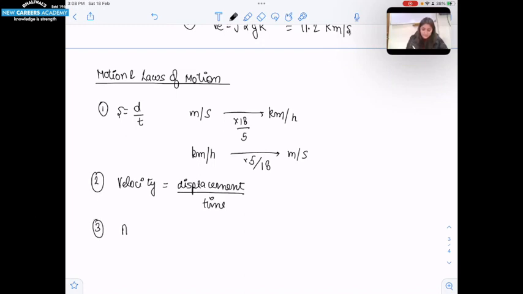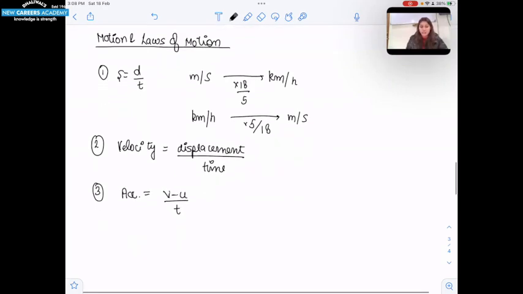Third is formula for acceleration. What is acceleration? Acceleration is rate of change of velocity. So change is final velocity minus initial velocity, and rate is time. So formula for acceleration is v minus u upon t.